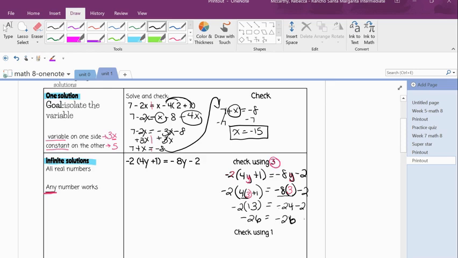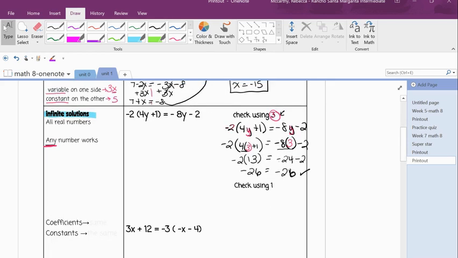Now, this is a true statement. That means 3 is an answer. So yes, 3 works. Well, does 1 work? We're going to do the same thing again. I'm going to have negative 2, and every time I see a y, I'm replacing it with the number 1, plus 1. Now I'm going to work the left side. 4 times 1 is 4, plus 1 is 5. Times a negative 2 gives me a negative 10.